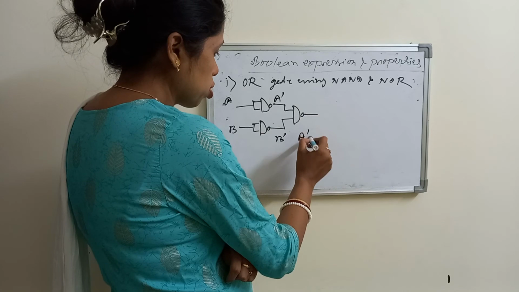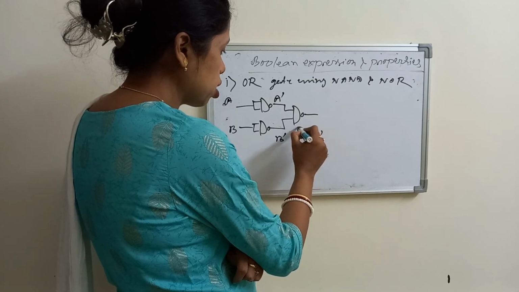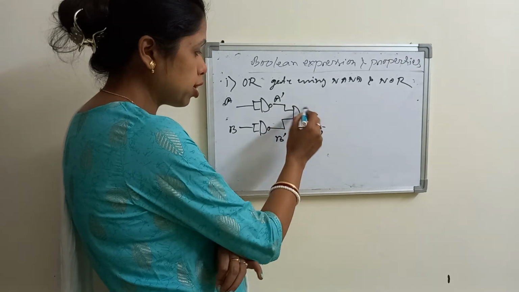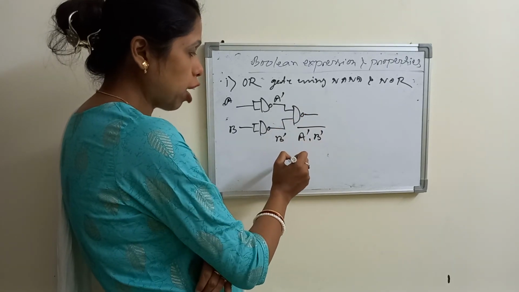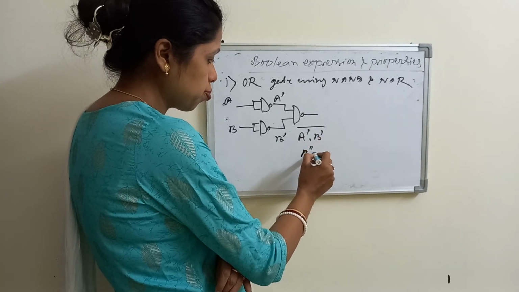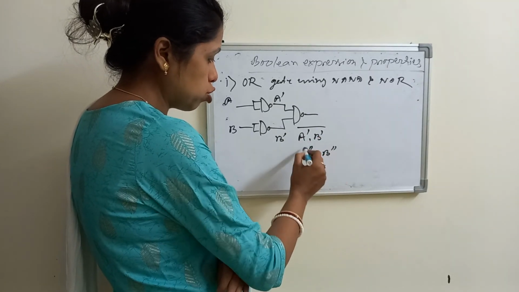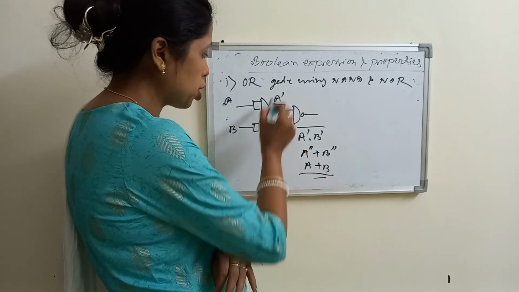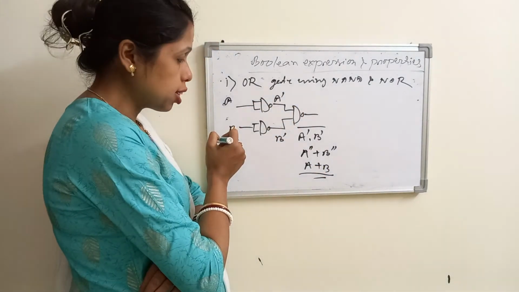Now this is the logic giving A prime and B prime as inputs and then complement. That is the NAND gate, the output of the NAND gate. If I use De Morgan's theorem, it will be like this: A prime prime, that is again A plus B. So I am getting the OR operation by implementing this circuit.